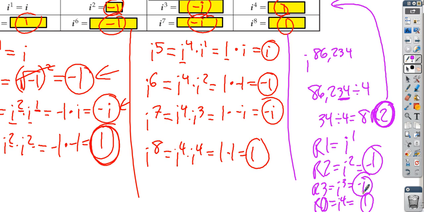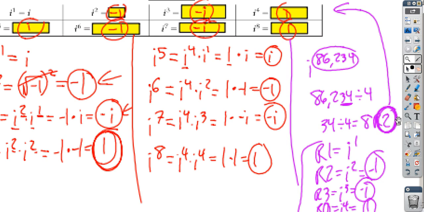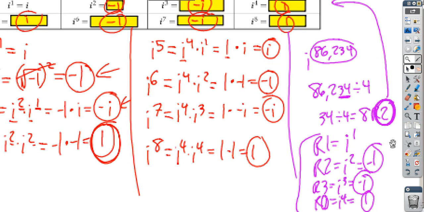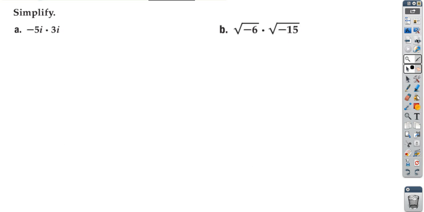So that's the pattern. You take any number at all, you divide it by 4, and it's going to be one of these 4 remainders, which means it's going to be one of those 4 values up there, either i to the 1st, i to the 2nd, i to the 3rd, or i to the 4th. Those are the only possibilities. Before we do a little bit more practice of that, let's try each of these.